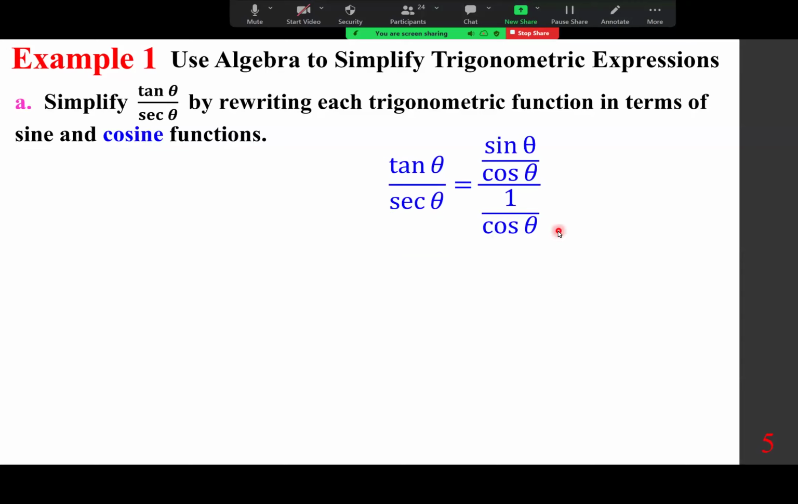It's a complex fraction. Since the denominators are identical, you can drop them or do the multiplication of sine times cosine, put it at top, okay? And cosine times 1, put it at the bottom. Either way, you get sine over 1 or simply sine, okay?